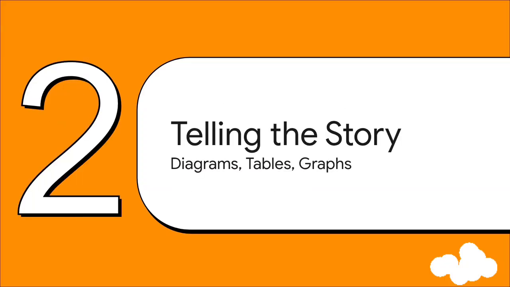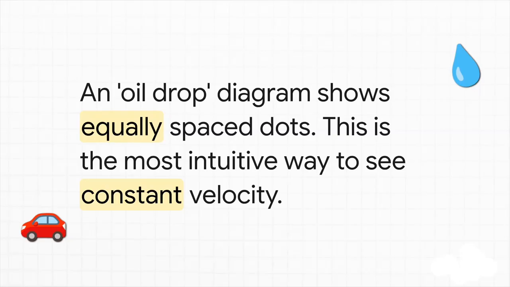Now, to tell this car's story, we're going to look at it in 3 different but connected ways. You can think of them as 3 different languages, all describing the exact same thing: a visual diagram, a data table, and then a graph. First up, the visual story.